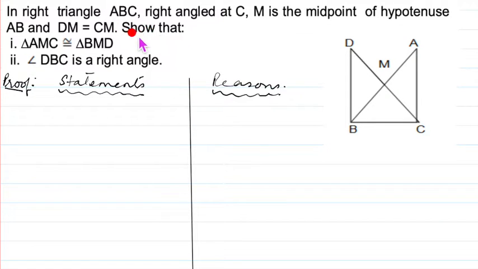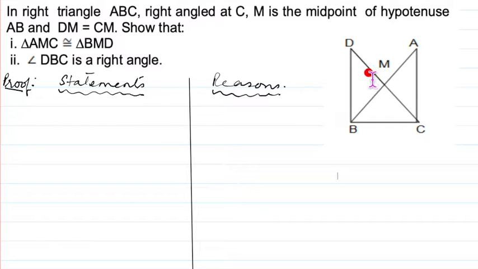The question: in right triangle ABC, right angled at C, M is the midpoint of hypotenuse AB and DM equal to CM. Show that triangle AMC is congruent to triangle BMD and angle DBC is a right angle.